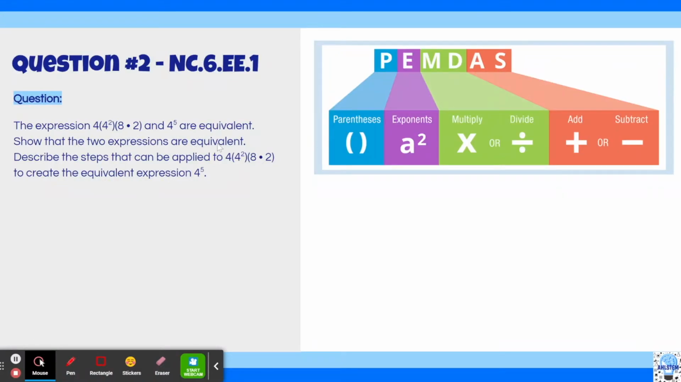Alright, now for our second problem. The expression 4 times 4 squared times 4 squared, and the quantity of 8 times 2 and 4 to the 5th are equivalent. Show that the two expressions are equivalent. Describe the steps that can be applied to 4 times 4 squared times 8 times 2 to create the equivalent expression 4 to the 5th. I've given another diagram of a PEMDAS chart here, so you can use that to help you solve the problem. Pause now, and in a few seconds I will reveal the answer.